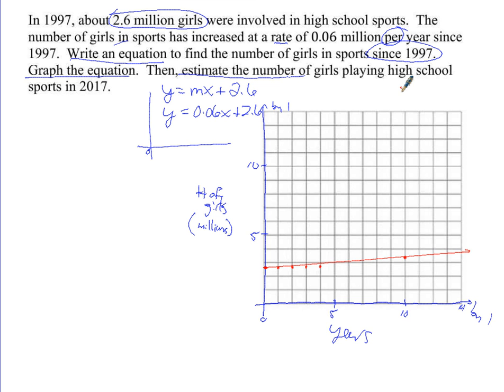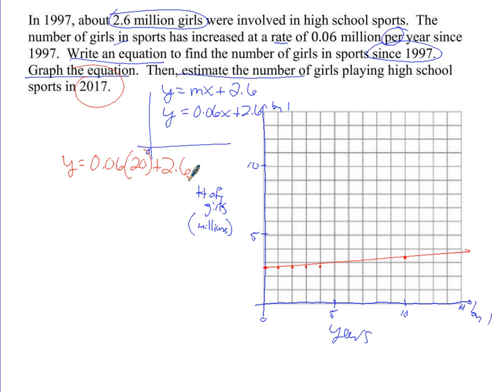Well, I kind of did that already when I did this dot right here, sort of in my head, when I multiplied by 10 and then added on that 2.6. We're going to do the exact same thing. We just have to figure out how many years since 1997 is 2017. 20 years. So what do I need to do with my equation? Plug in 20 for x, that's right. So y equals 0.06 times 20 plus 2.6.